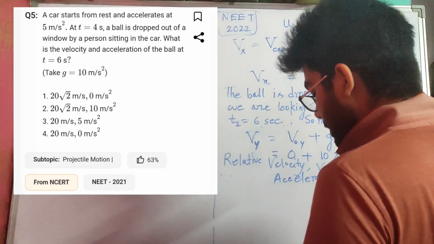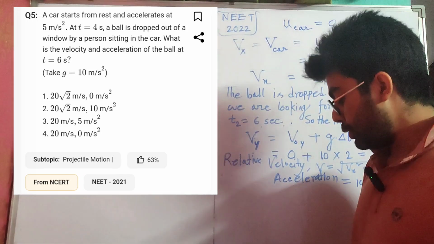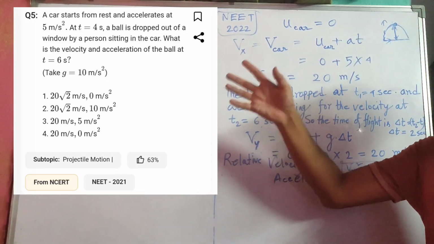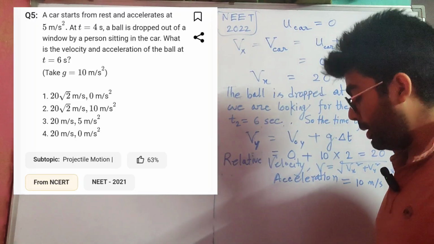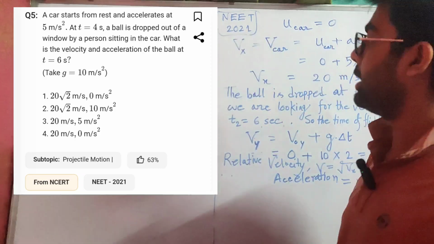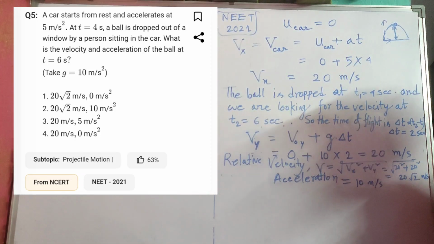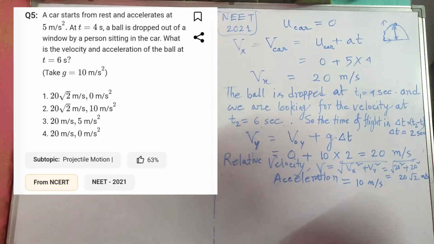Option number 2 is the right answer: 20 root 2 meters per second and 10 meters per second squared. This is a very important problem from NEET 2021. Write down this problem and we will solve the next problem.